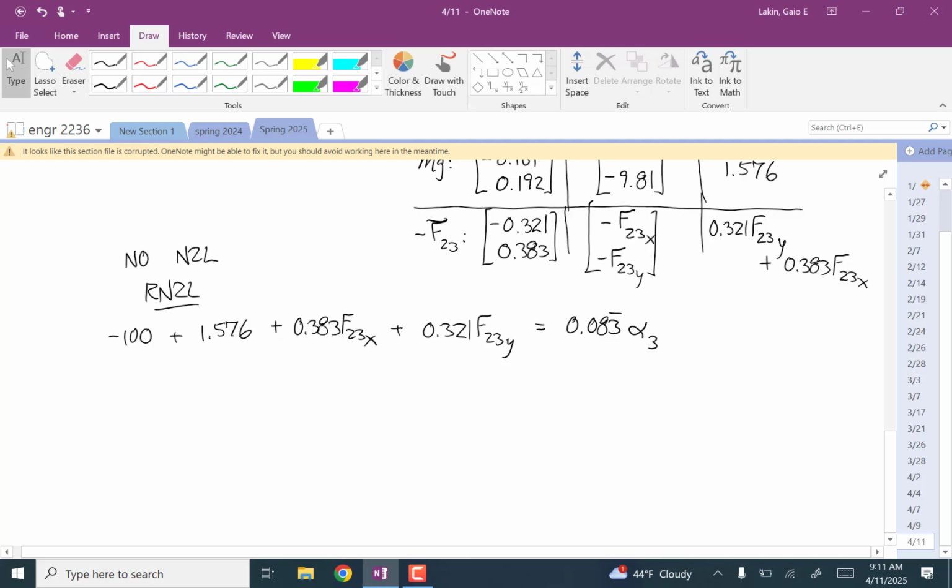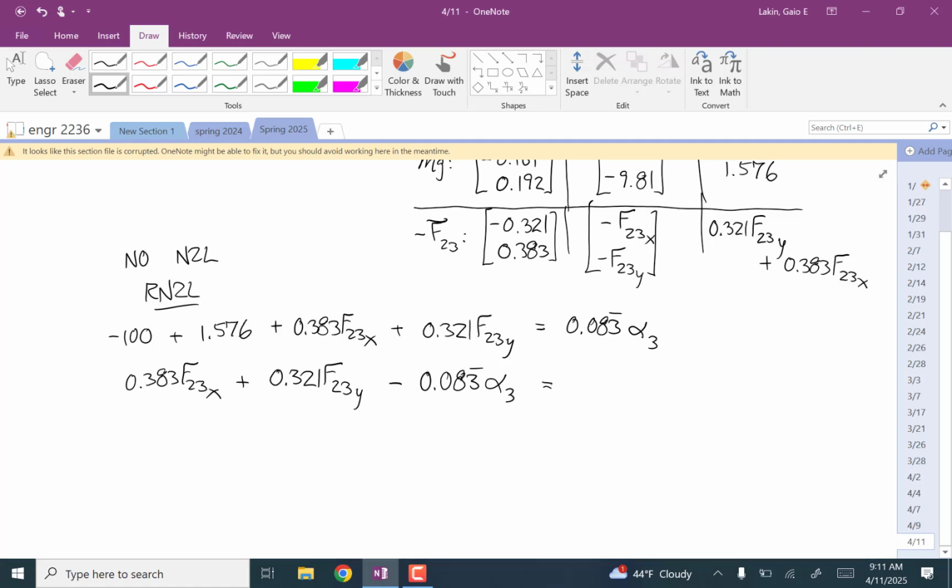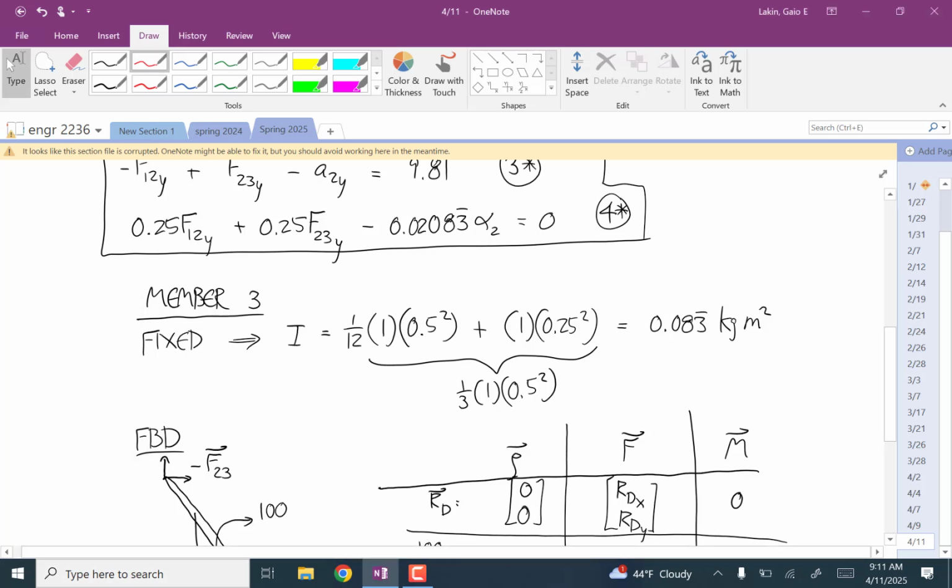And I'll rearrange this as 0.383 F23X plus 0.321 F23Y minus 0.083 repeating alpha 3 is equal to 98.42. And that's my equation. What do we have? 4 so far. So this is equation 5.